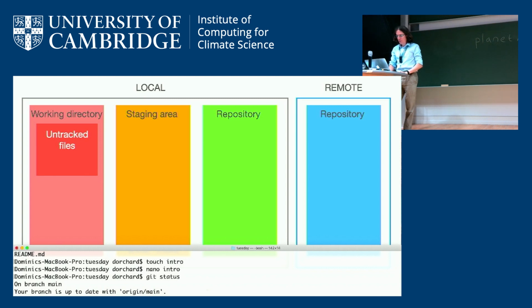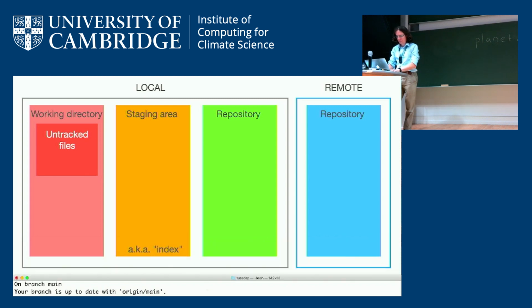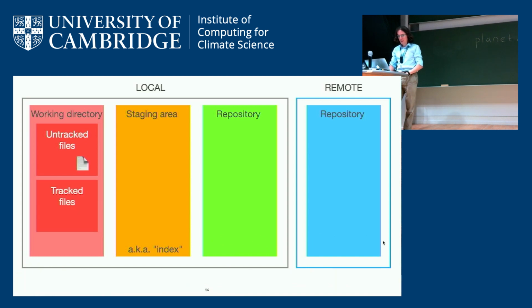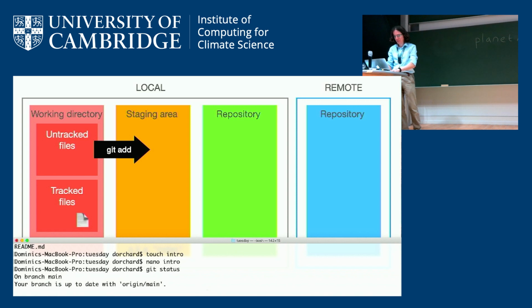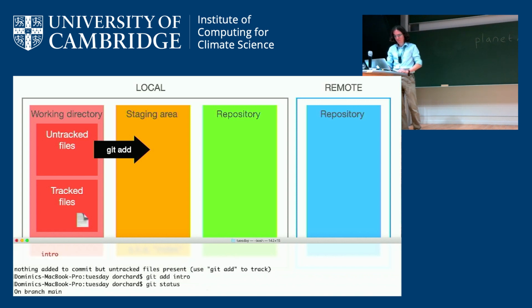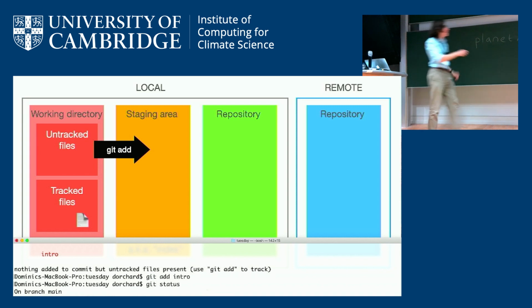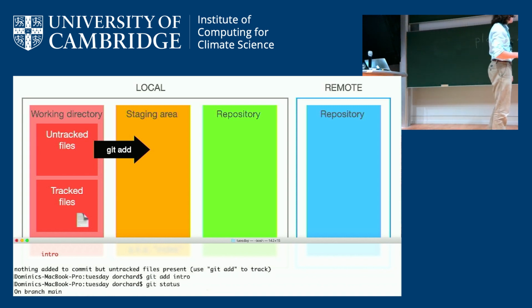But what I can do is now add that using the name of the file, and this means it becomes a tracked file, and it goes into the staging area. So if we look at the status again, we'll see that it's now changed, gone green, this is now in the staging area. So we're saying, okay, we're thinking about putting these changes into the repository. We've got them ready to go.